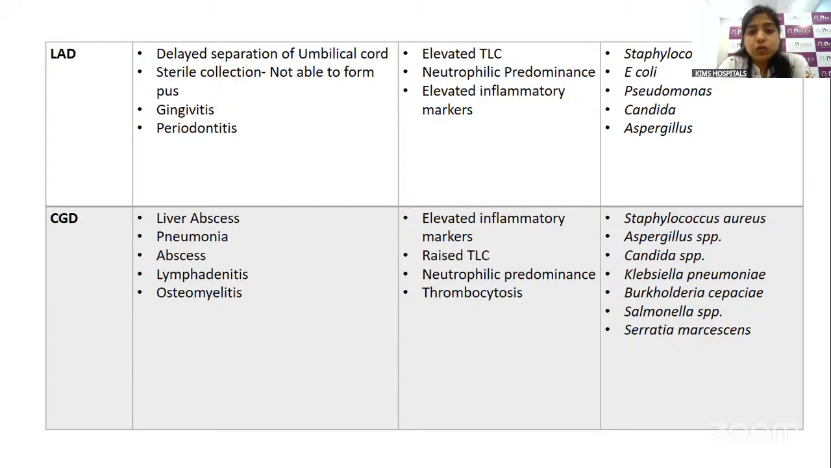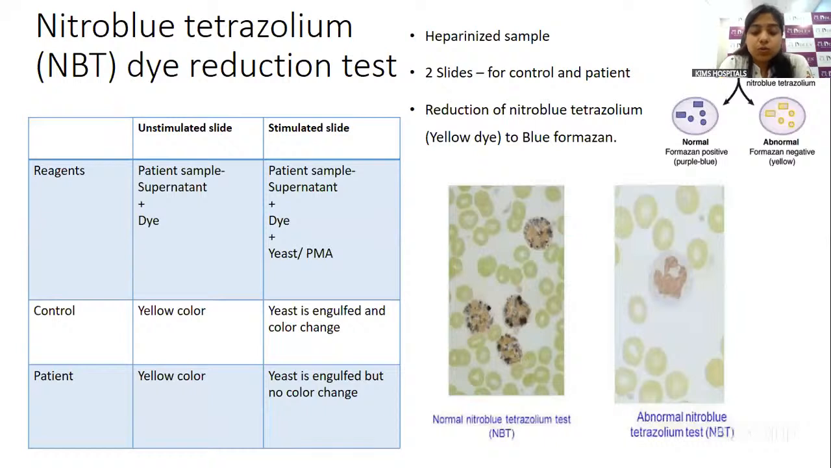So these patients also will have elevated inflammatory markers with a neutrophilic leukocytosis and a thrombocytosis. The common organisms are catalase-positive organisms: Staphylococcus, Klebsiella, Salmonella, Burkholderia, Serratia, and fungal infections like Aspergillus and Candida are the same. For leukocyte adhesion defect, we generally do a flow cytometry analysis of CD11A and CD18.